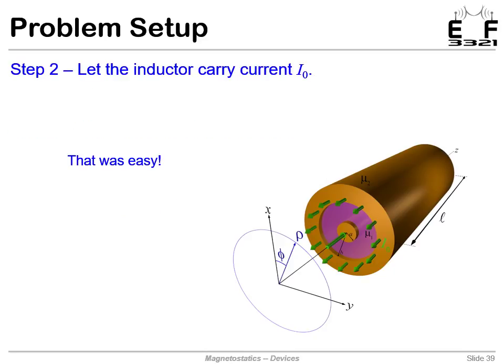Step two, we're going to let this inductor carry a current I. That means there'll be a current I flowing inward for the inner conductor, and then another current I naught flowing outward in the outer conductor. So that was an easy step.